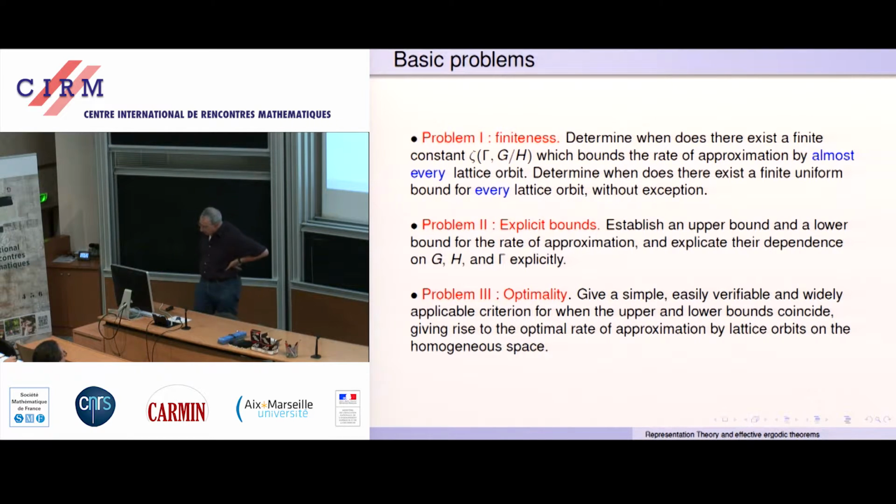And problem 3 is the problem of optimality. We would like a simple and easily verifiable and widely applicable criterion for when the upper and lower bounds coincide. And then we will have the optimal rate of approximation by lattice orbits on the homogeneous space.